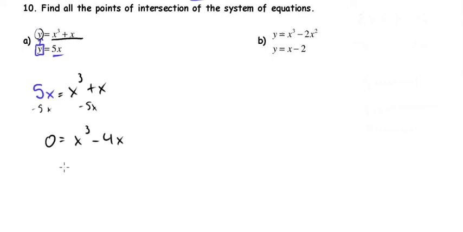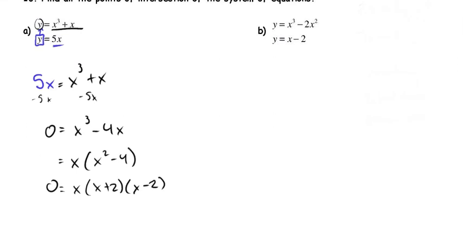I look at it and go, okay, I can factor an x out of each of those, and it leaves me with x squared minus 4. This second part we'll continue to factor, so I've got x times x plus 2 times x minus 2, which still equals 0. And I've just found all my x values that are solutions: 0, -2, and 2.